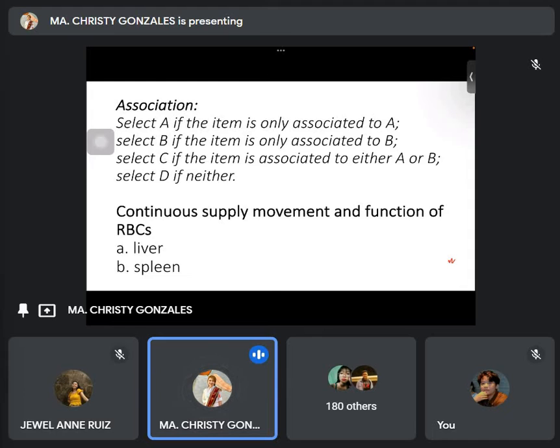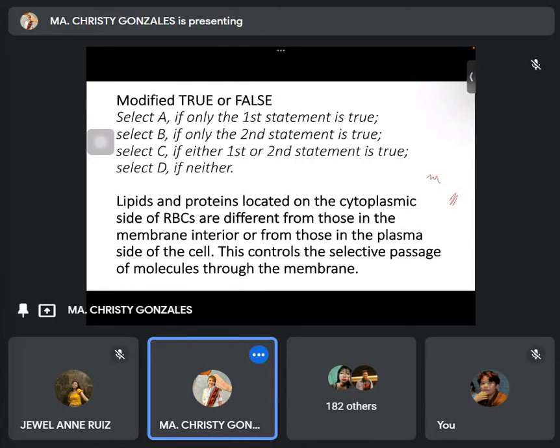Okay, next. This is modified true or false: lipids and proteins located on the cytoplasmic side of RBC are different from those in the membrane interior or from those in the plasma side of the cell. This controls the selective passage of molecules through the membrane. What is our answer here? Letter C. The components outside and inside are different. I repeatedly said that during the discussion. The lipids and proteins differ between the outside and inside of the bilipid layer.